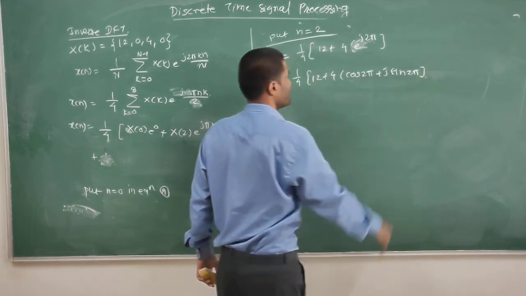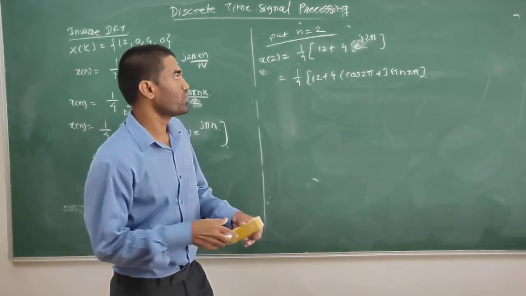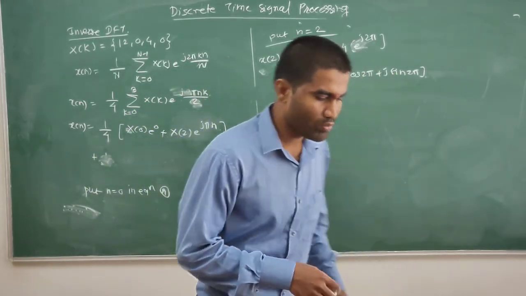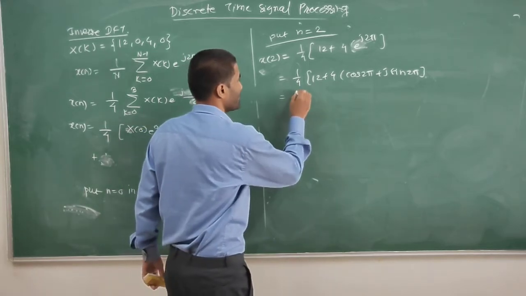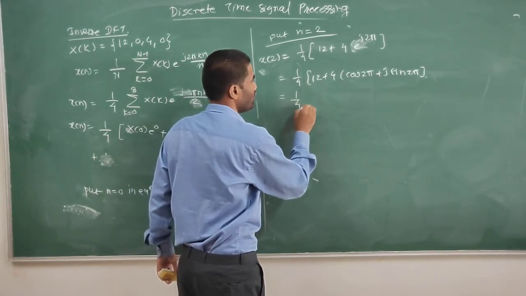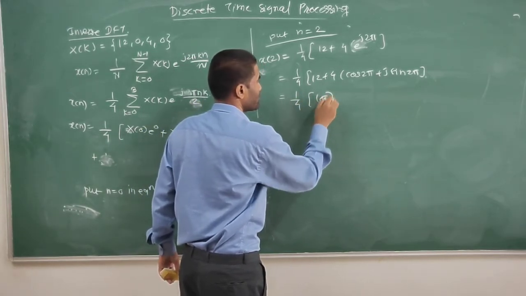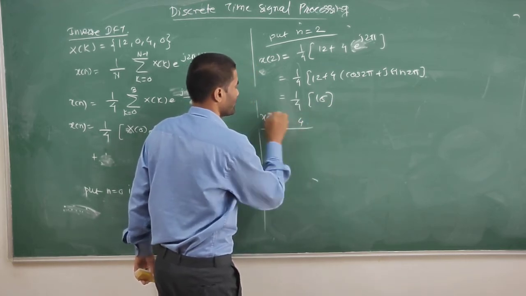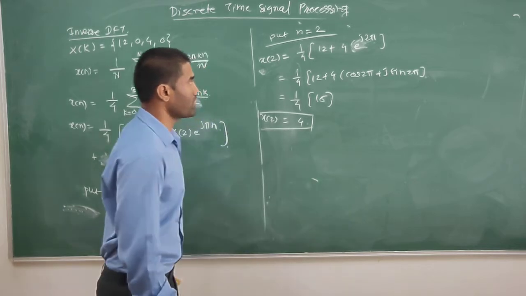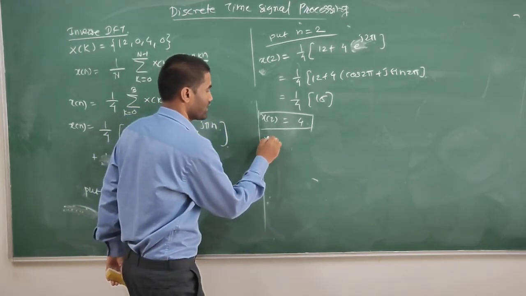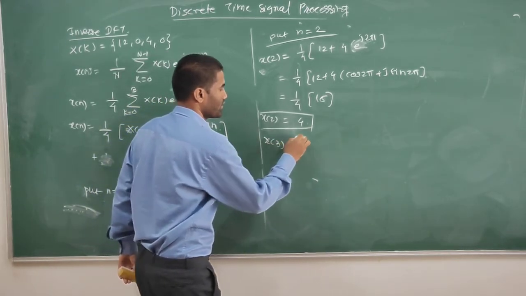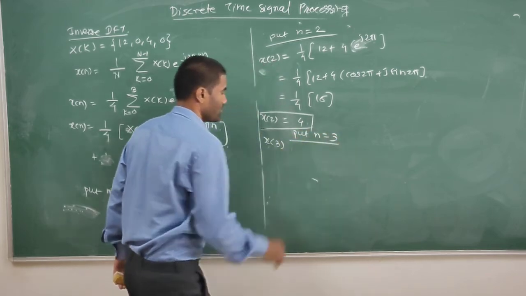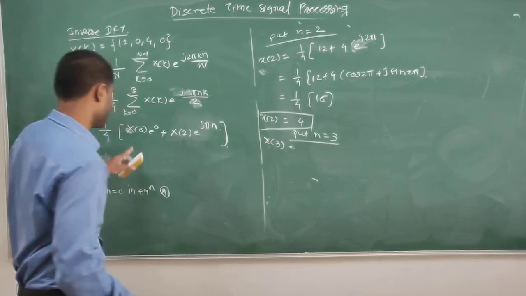Okay. Use your mobile in the radian mode and you have to find out the value of cos 2 pi and sin 2 pi. So directly the answer of this question is how much? 4. So this is nothing but 1 by 4 into 16. So this is nothing but 4. So x of 2 is how much? Okay. So last value is nothing but how much? x of 3. Put small n is equal to 3.